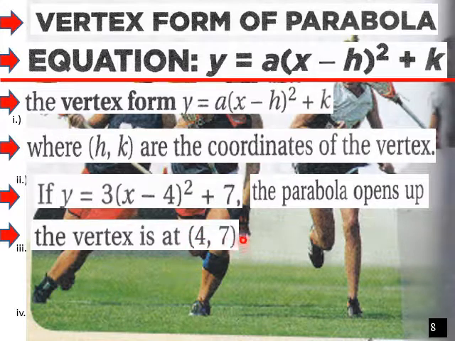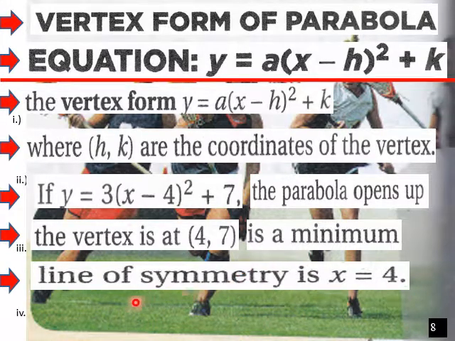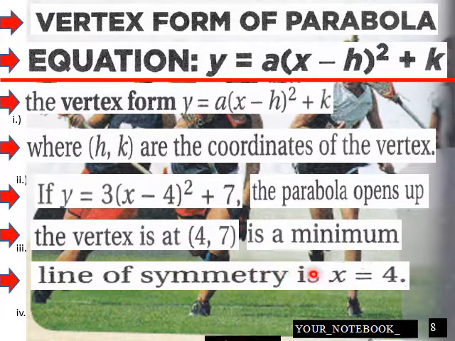So 4, 7 would be your vertex, which is a minimum, because it opens up like that. So 4, 7 would be a minimum. The line of symmetry would be x equals 4. Here is your x coordinate, so x equals 4 would be your line of symmetry.